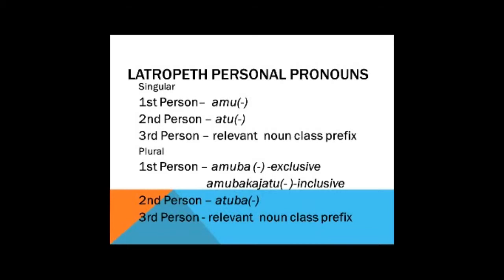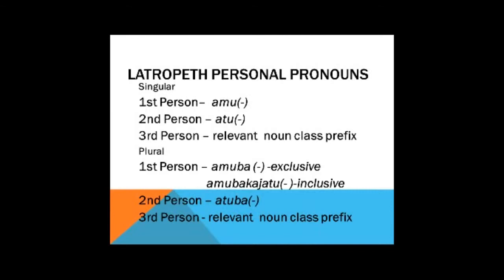Now with first person plural you have an exclusive and an inclusive form. So this is the equivalent of we. So amuba and amuba kayatu. Amuba, we exclusive, it means us not including you. The inclusive form, amuba kayatu, means us including you, or we including you. In spoken Latropeth, very often amuba, the simpler form, is used for both exclusive and inclusive.